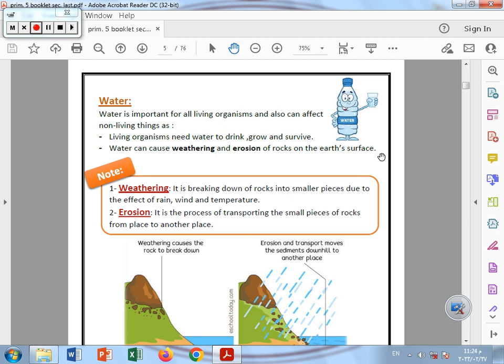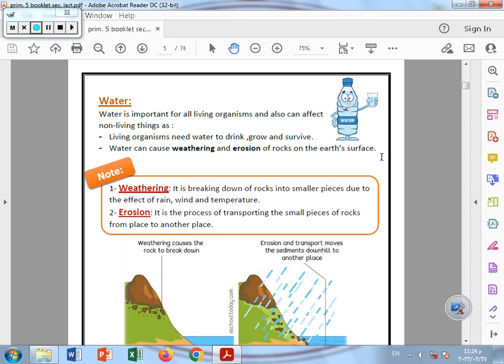And now let's talk about water. We know that water is so important for all living organisms and also for non-living things. How? We know that all living organisms need water to drink, grow, and survive, right? But how could water be important for non-living things? Because water causes the weathering and erosion of rocks on the Earth's surface.